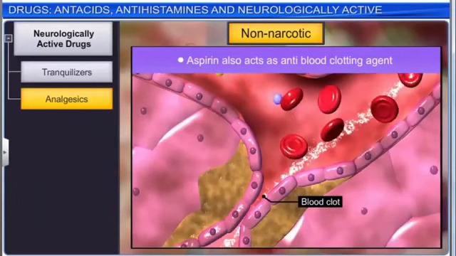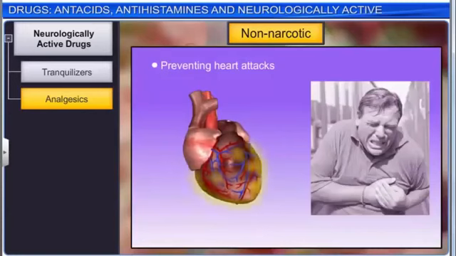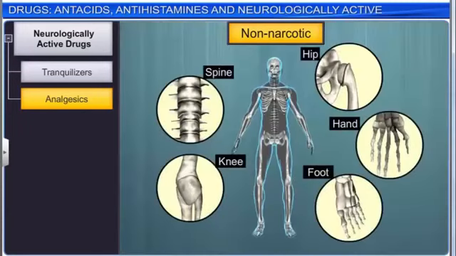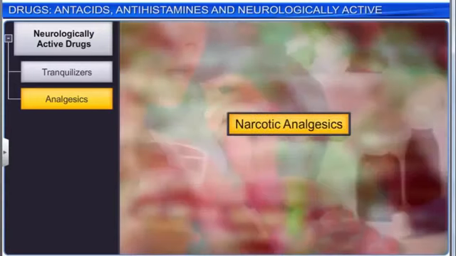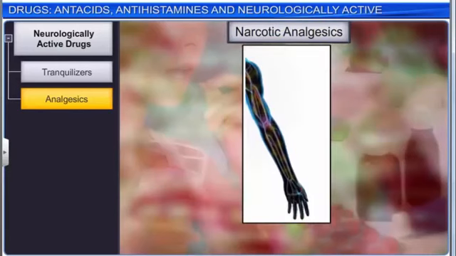And hence is useful in preventing heart attacks. Non-narcotic analgesics are also the most common pain relief medications used to treat osteoarthritis. Narcotic analgesics are the oldest as well as the strongest analgesics or pain-relieving drugs known to humans.